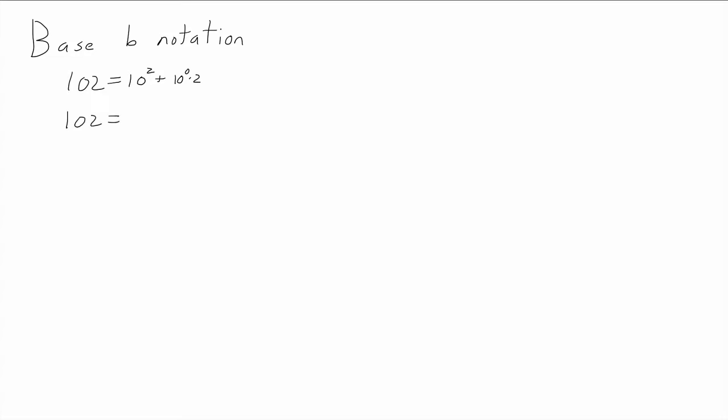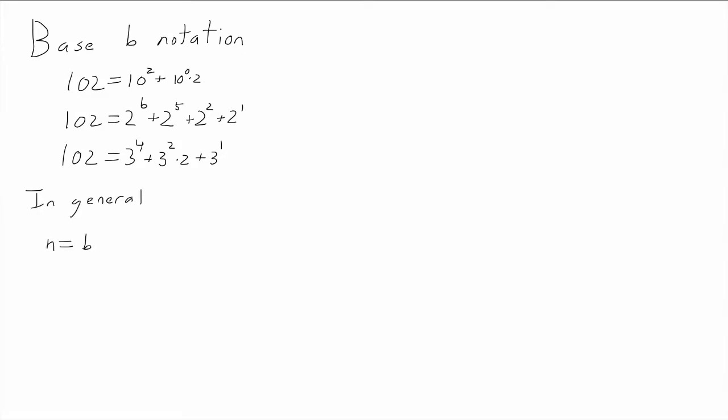On the other hand, in base 2, we would write 102 as a sum of powers of 2. So 102 is 2 to the 6th plus 2 to the 5th plus 2 squared plus 2 to the 1. And in base 3, 102 would be 3 to the 4th plus 3 squared times 2 plus 3 to the 1.